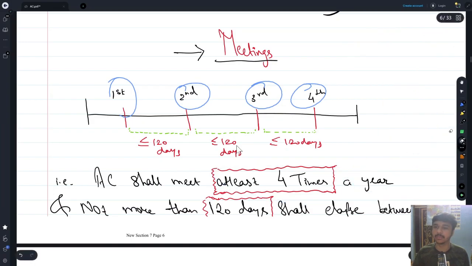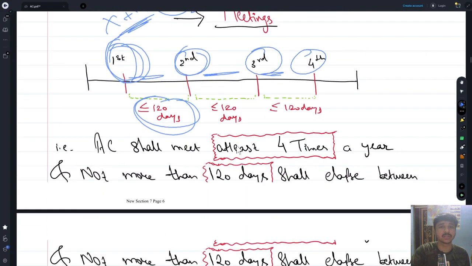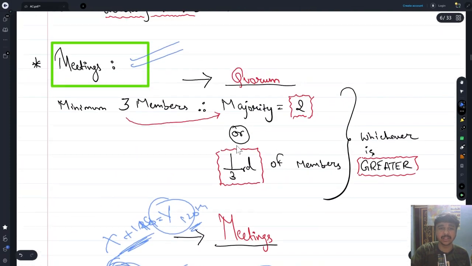So 4 times a year the audit committee is going to meet, and within any 2 meetings, the lapse should not be greater than 120 days. So if your first meeting is on X date, your next meeting should be on X plus 120, that is not 120, I would say 119. Basically, the delay should not be more than 120 days. So this is also an easy part. There's nothing difficult in this.